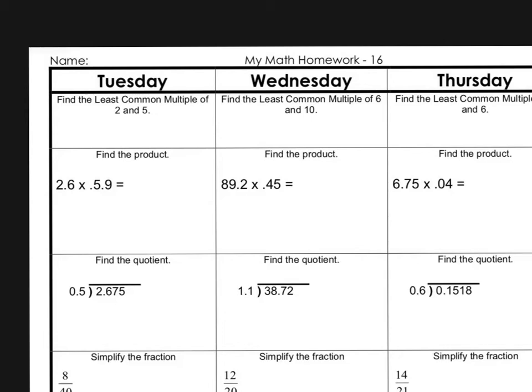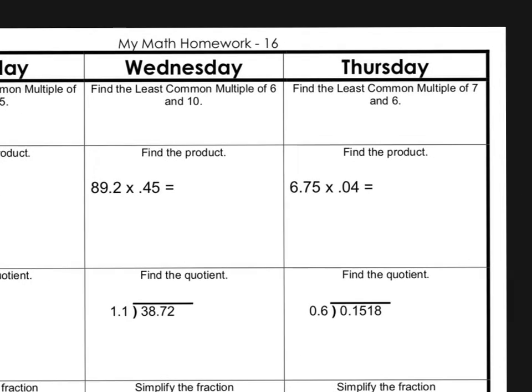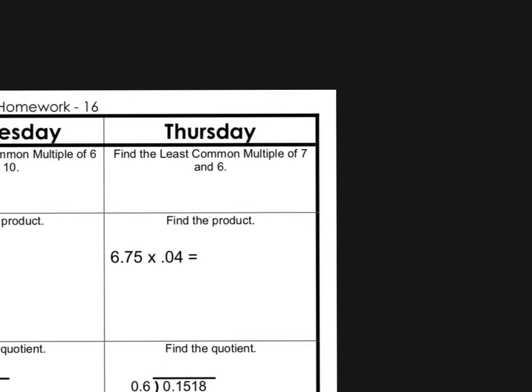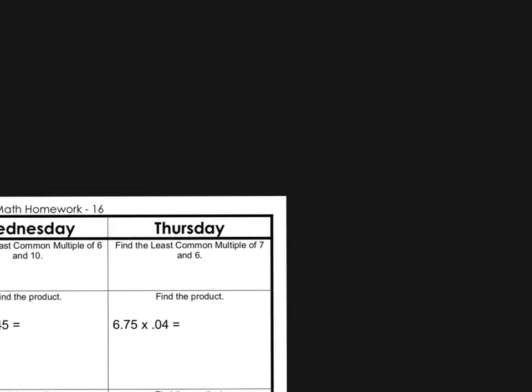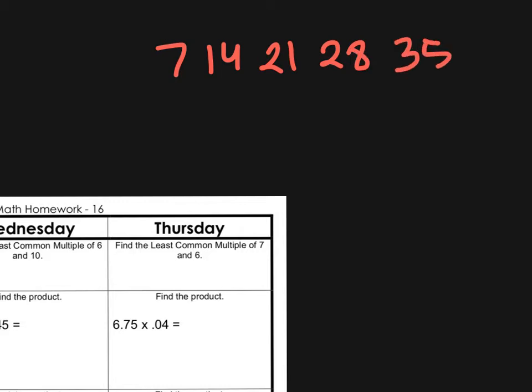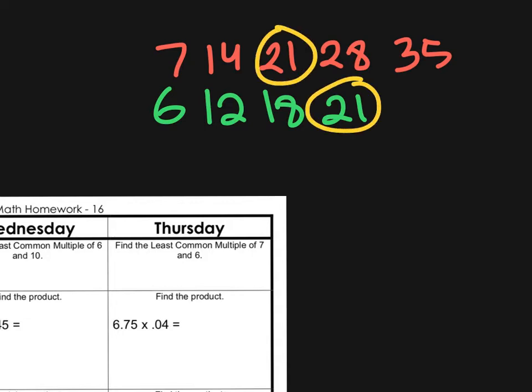This is my math homework number 16, Thursday. For the first one, it says find the least common multiple of 7 and 6. So let's write down our multiples of 7 and 6. You go 7, 14, 21, 28, 35. For our 6, you go 6, 12, 18, 21. We can stop there because they both have 21 in common, and that's the least. So 21 will be the answer for the first one.